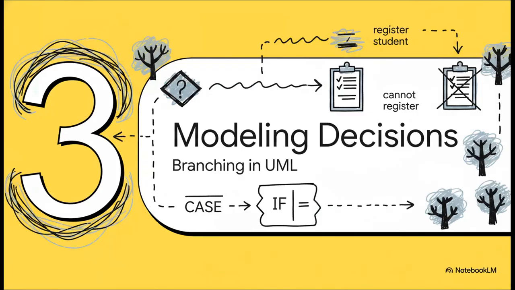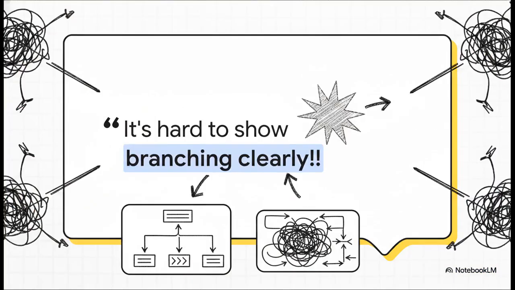All right, Section 3, Branching, or modeling decisions. So we've got loops down tight. But now, we have to tell the system how to make decisions.